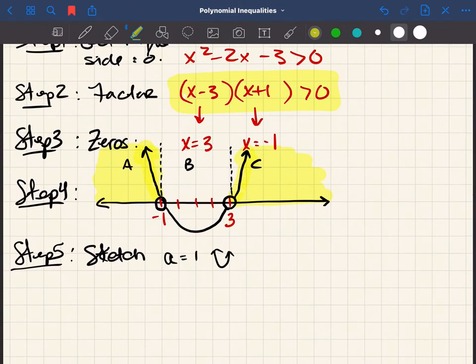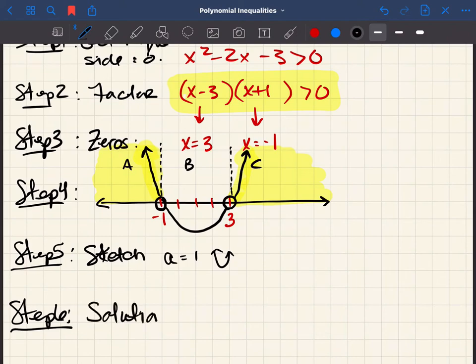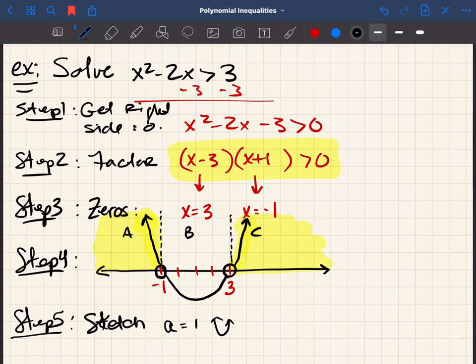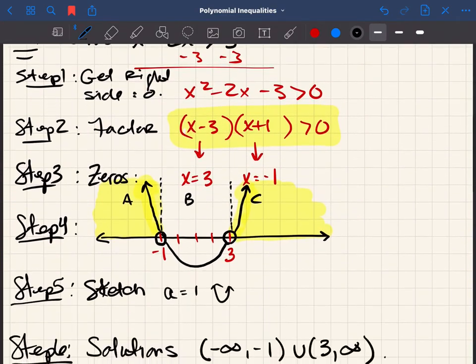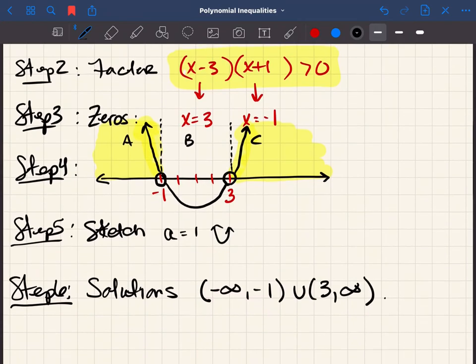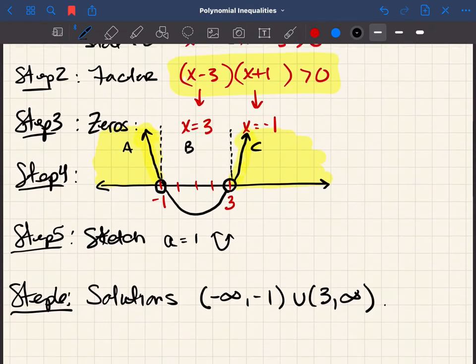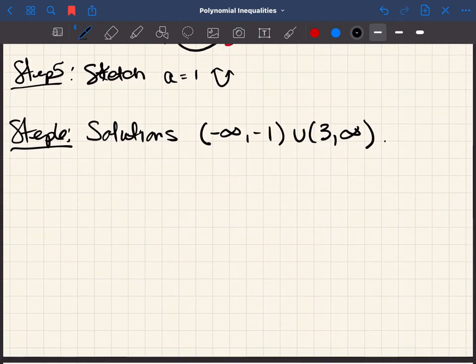So our last step is to state our solutions. So our solutions are going to exist in section A here. So that would be from -infinity to -1. And in section C, which is from 3 to infinity. So hopefully you will find this as a good reminder from Unit 1. All right. Let's move on to our next example.